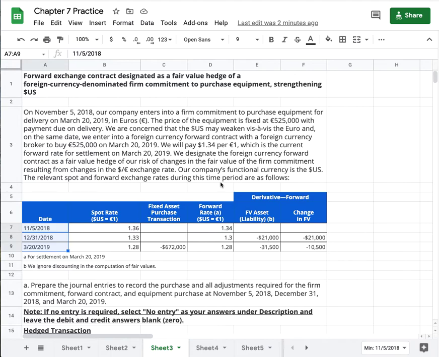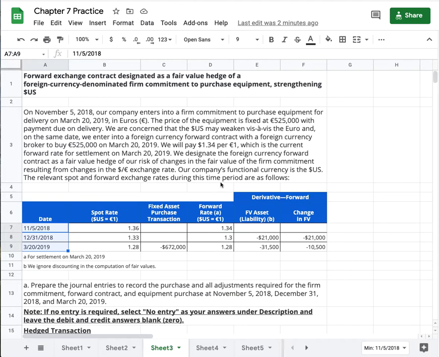We're concerned that the US dollar may weaken vis-a-vis the euro, and on the same date, we enter into a foreign currency forward contract with a foreign currency broker to buy €525,000 on March 20th, 2019. We'll pay $1.34 per €1, which is the current forward rate for settlement on March 20th, 2019.